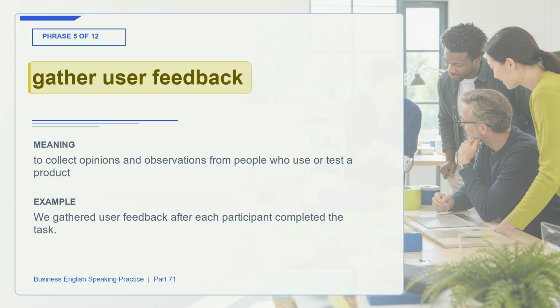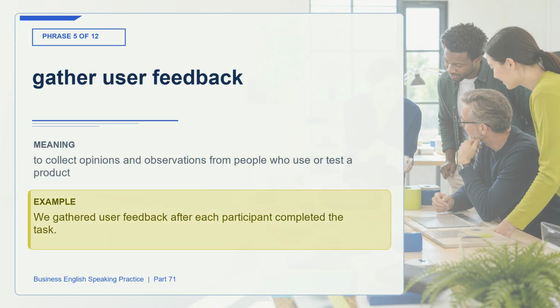Phrase 5. Gather user feedback. Gather user feedback. Meaning, to collect opinions and observations from people who use or test a product. Example: we gathered user feedback after each participant completed the task.